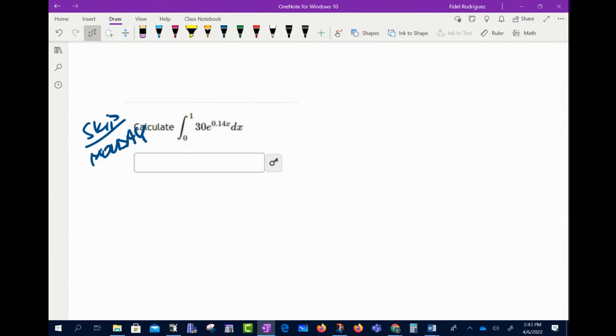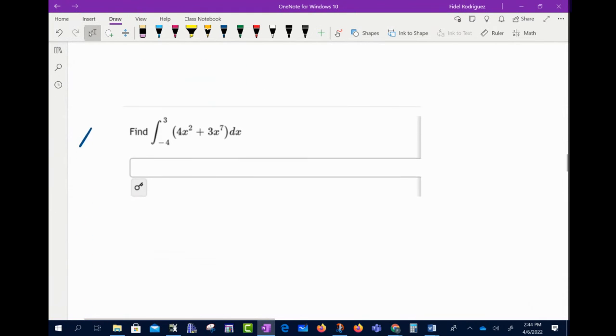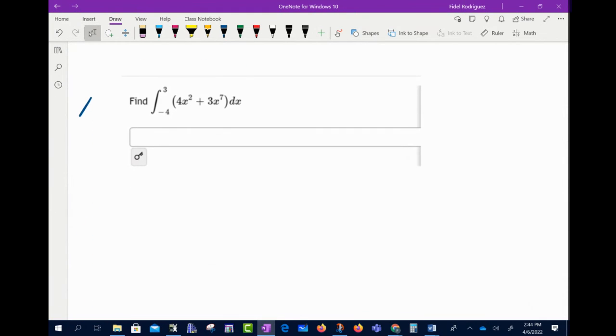Y'all, this problem here, I'm going to skip it. We'll come back and do it on Monday, okay? It's not necessarily a difficult problem, but I just want to hold off on it. Okay? Let's do this one because this is a very straightforward type of definite integral problem. Okay? So we're going to go slow. We're going to do this one piece at a time.